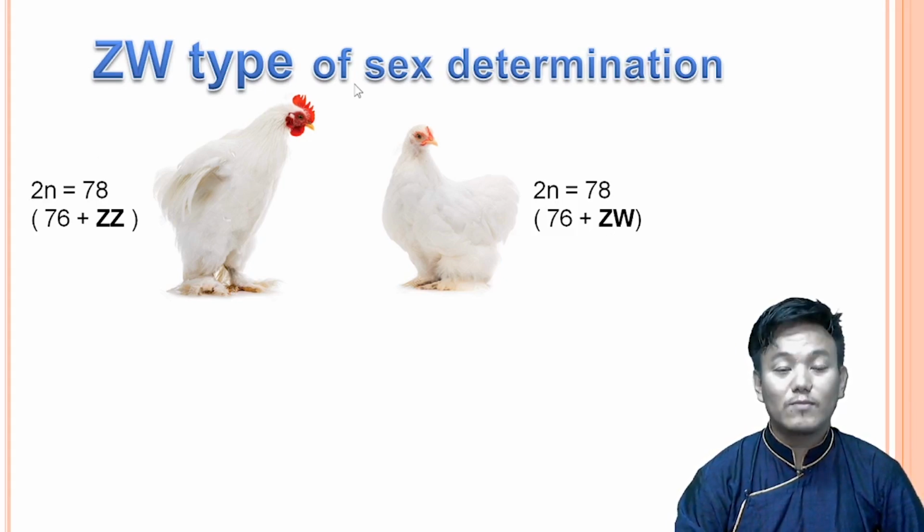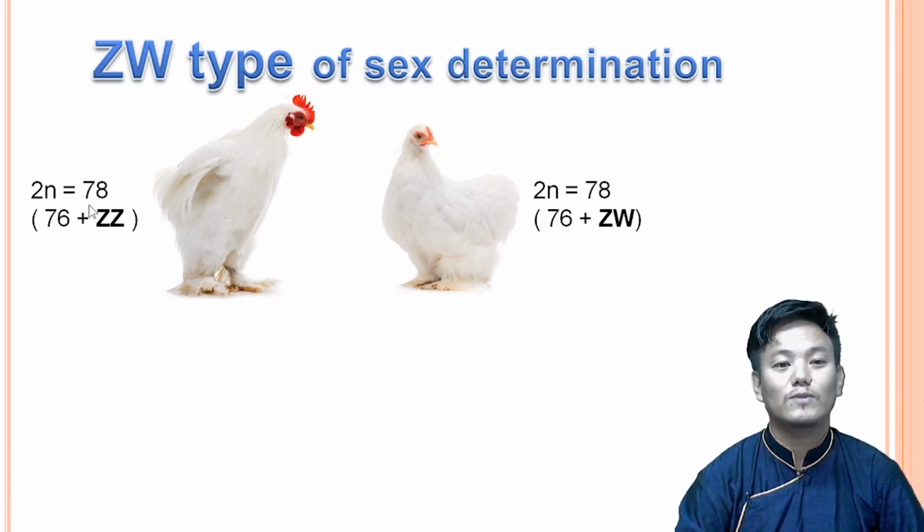In ZW type of sex determination, the total number of chromosomes found in male and female will be the same. In chicken, the 2n number is 78. So chickens have 78 chromosomes, much more than human beings in fact. So the 2n number in chickens is 78 for both the male and female. 76 autosomes plus 2 Z chromosomes will be male. 76 autosomes plus 1 Z plus 1 W chromosome will be female chicken.